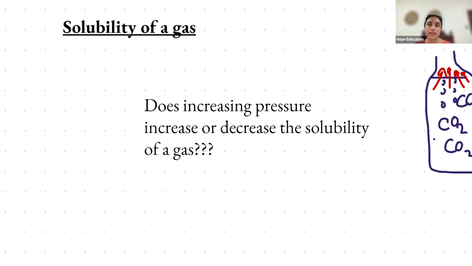I got one answer as increase. Another answer as increase. Okay. Let me rephrase the question. Let me explain the question again. When you increase the pressure, does the solubility of a gas increase or decrease?